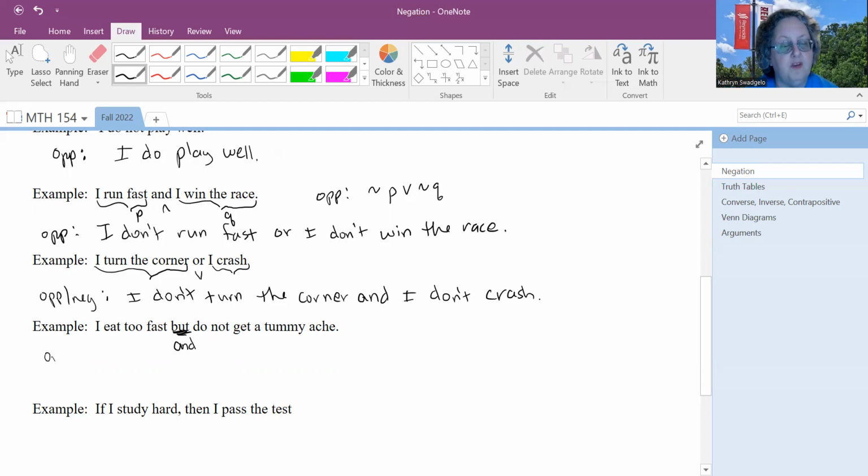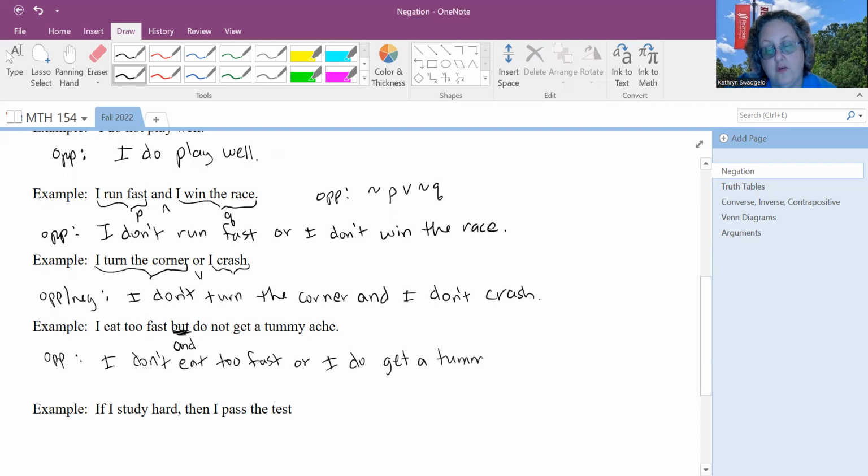So I eat too fast and I do not get a tummy ache. The opposite is going to be I don't eat too fast, or I do get a tummy ache. And of course, in this case, I do not have to write the word do. So I could say I don't eat too fast or I get a tummy ache. So that would be the opposite.